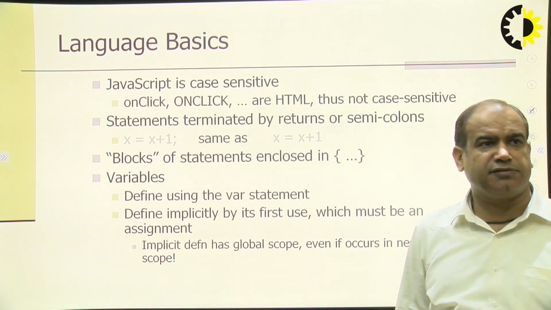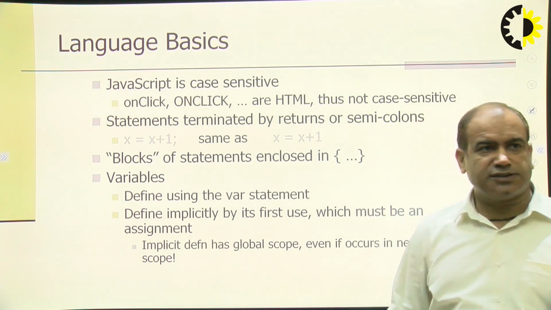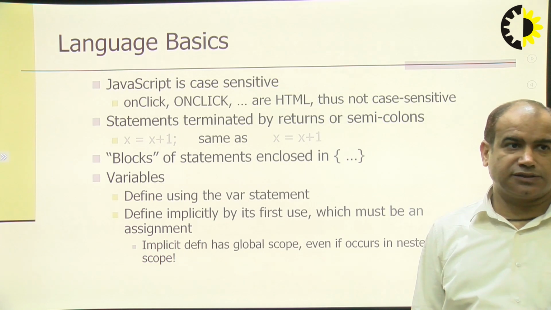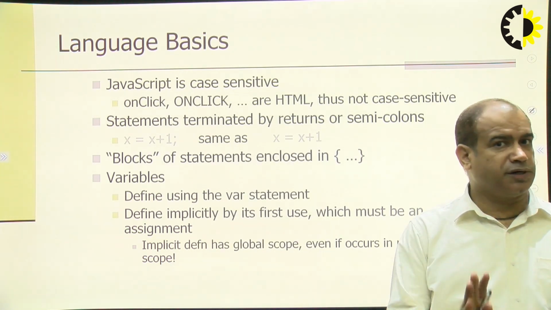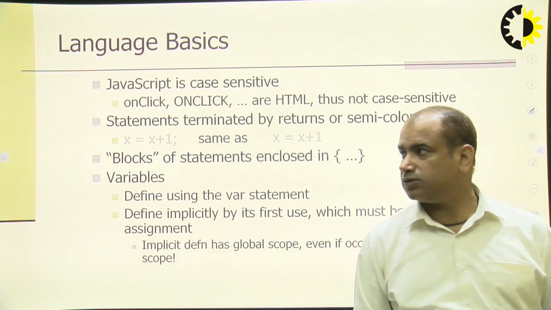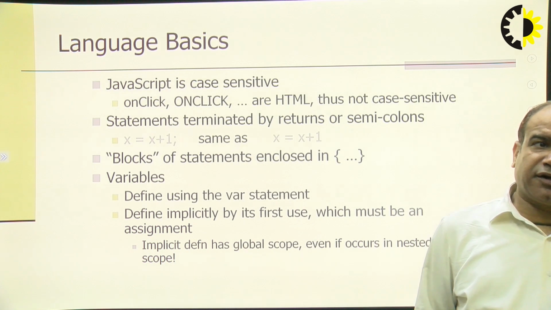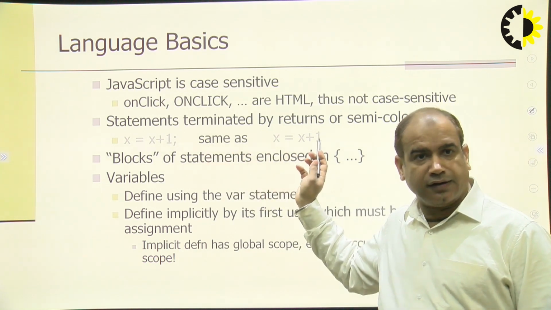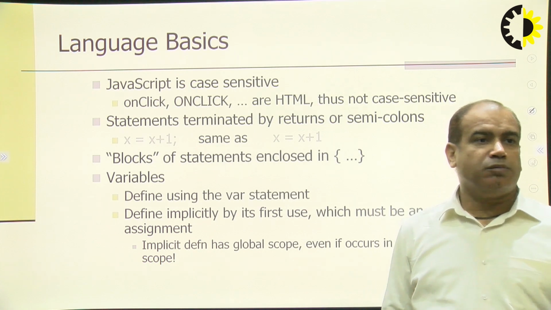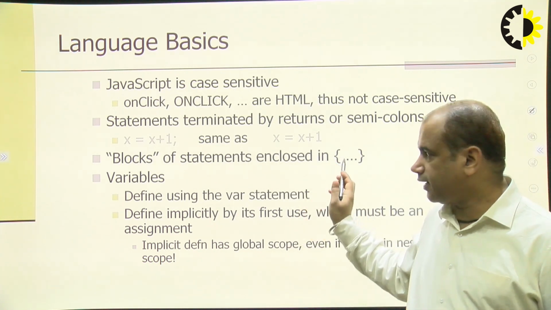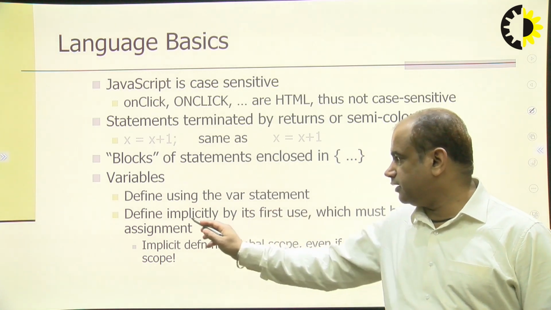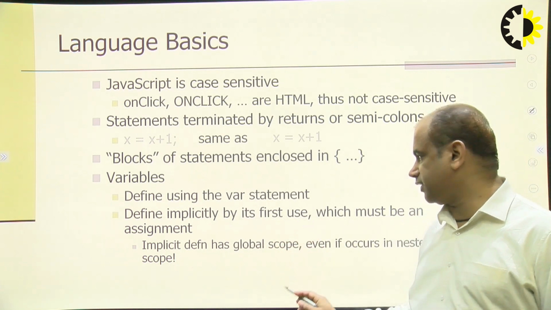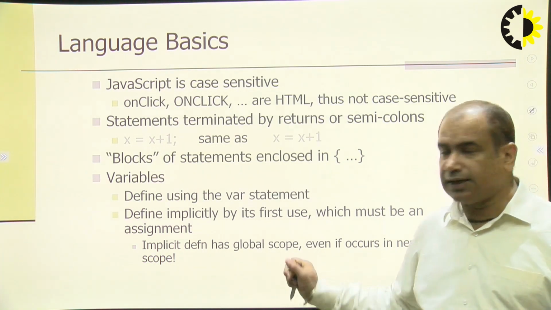So these are some language basics. JavaScript is case sensitive, onClick and onclick both are HTML, but HTML is not case sensitive. Still JavaScript is case sensitive, but here it is written in HTML, so that is not case sensitive. Next, statements are terminated by return or semicolon. We can write it also, and we can not write it; both have the same effect. Blocks of statements are enclosed in curly brackets. Variables are defined using the var statement, or defined implicitly by first use, which must be an assignment. Implicit definitions are global scope even if they occur in a nested scope.